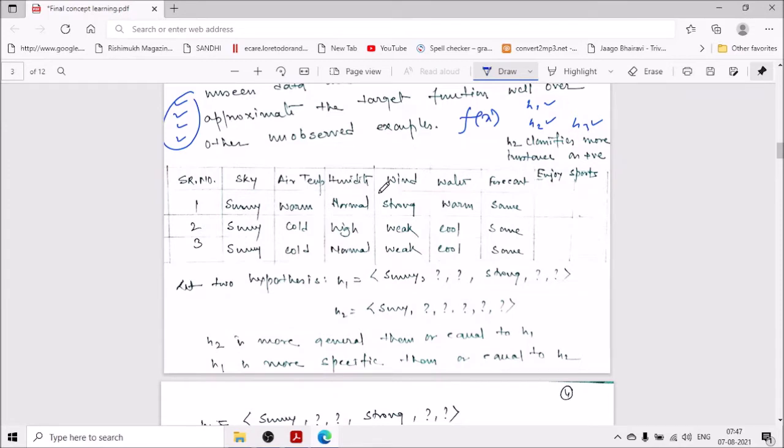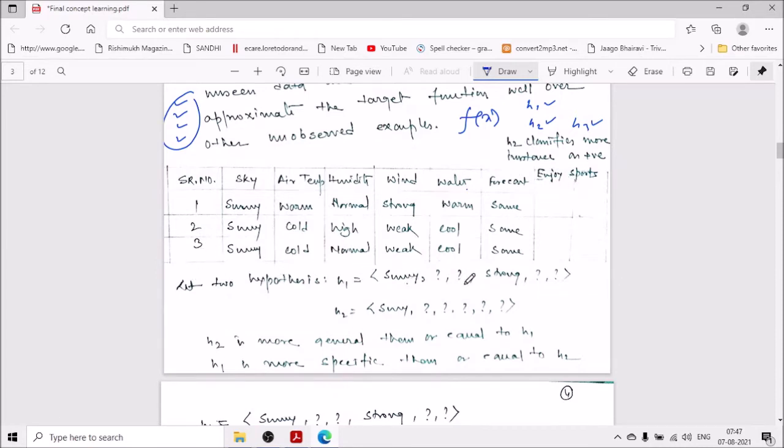Okay. Now, what do you mean by a more general or more specific hypothesis? We can see here we have three data, say three training examples, where the attributes are sky, air temperature, humidity, wind, water, and forecast, and our objective is to identify whether on that particular day the person will enjoy the sport or not. Let's say we have two hypotheses.